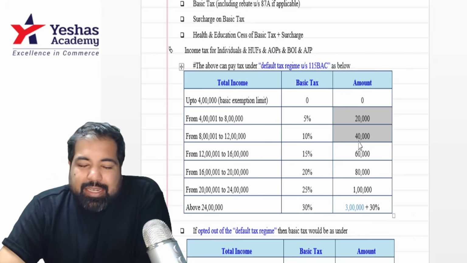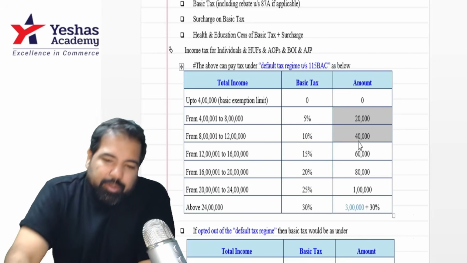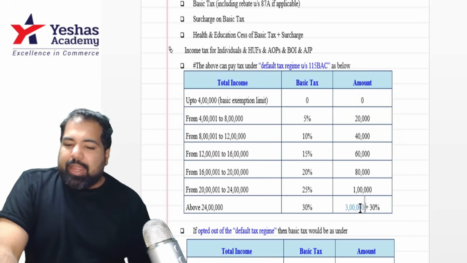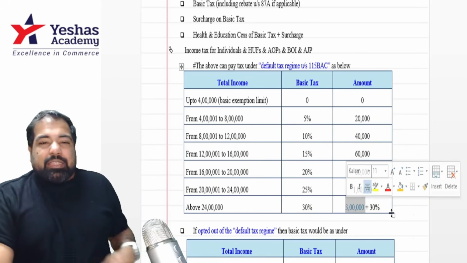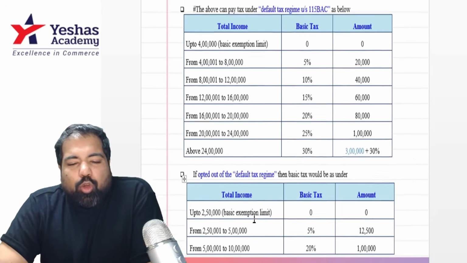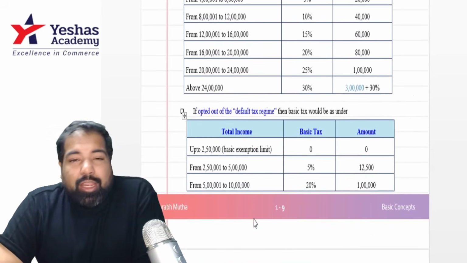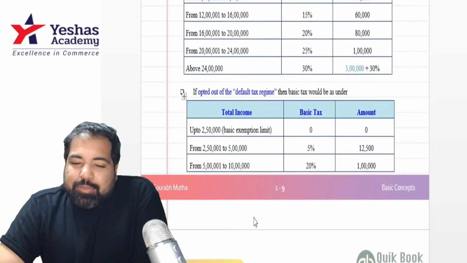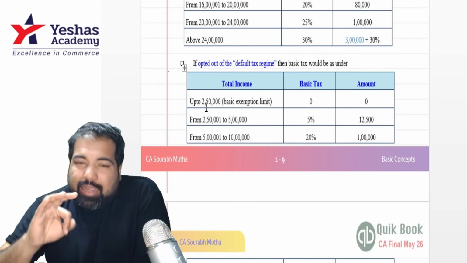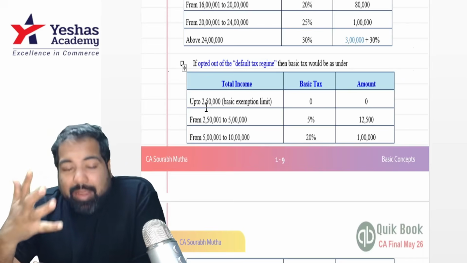Guys, basically margin relief has increased, the limits have been increased, and here you can memorize it: up to 24 lakh, it comes to 3 lakh, and anything more than that is 30%. Guys, remember, this is the default tax regime or the new tax regime. But if you opt out of the default tax regime, you like old things and you go back to the old regime, then this boring regime will give you only a basic exemption limit of 2,50,000. Of course, senior citizens 3 lakh, super senior citizens 5 lakh.